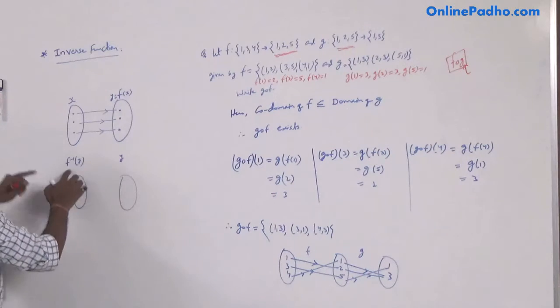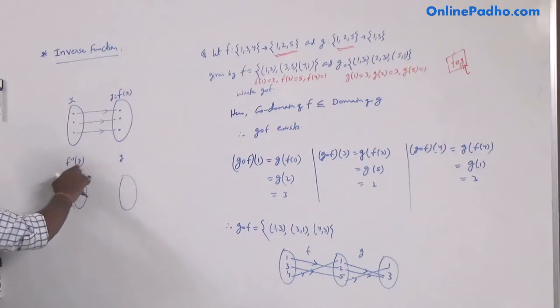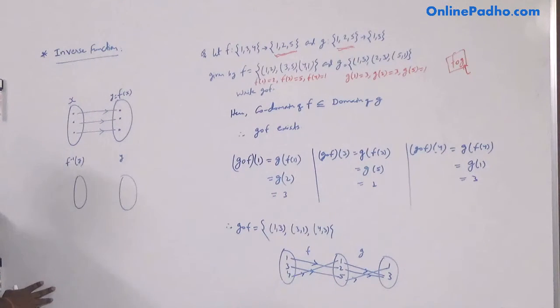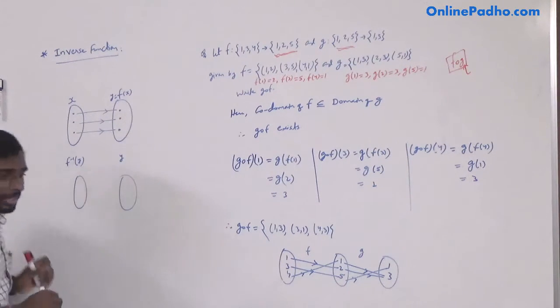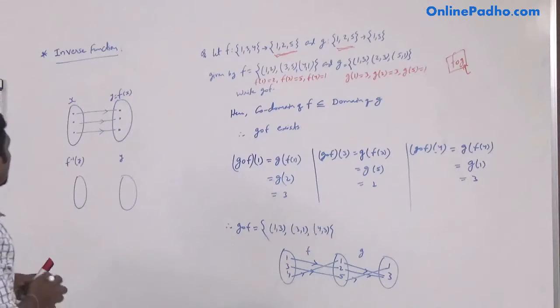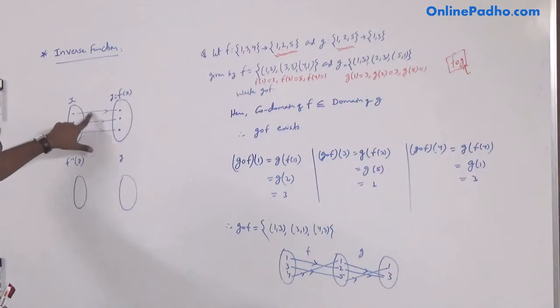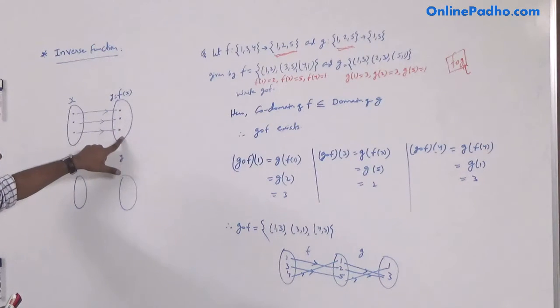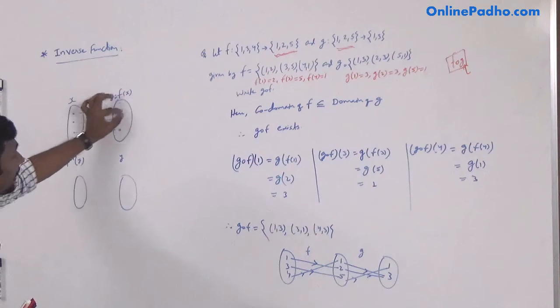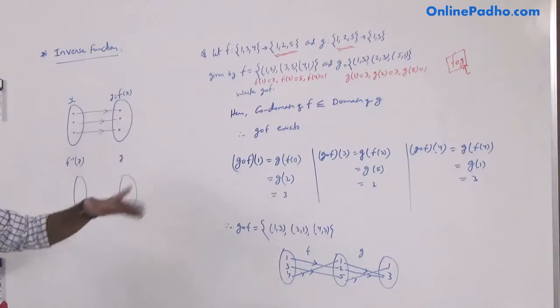Inverse function interchanges their places, so domain and codomain just reverse. In that case, the function must be one-one. Why? Because for each and every element of its domain, there must be a unique image in its codomain. If the function is many-one, we cannot find the inverse of that function.